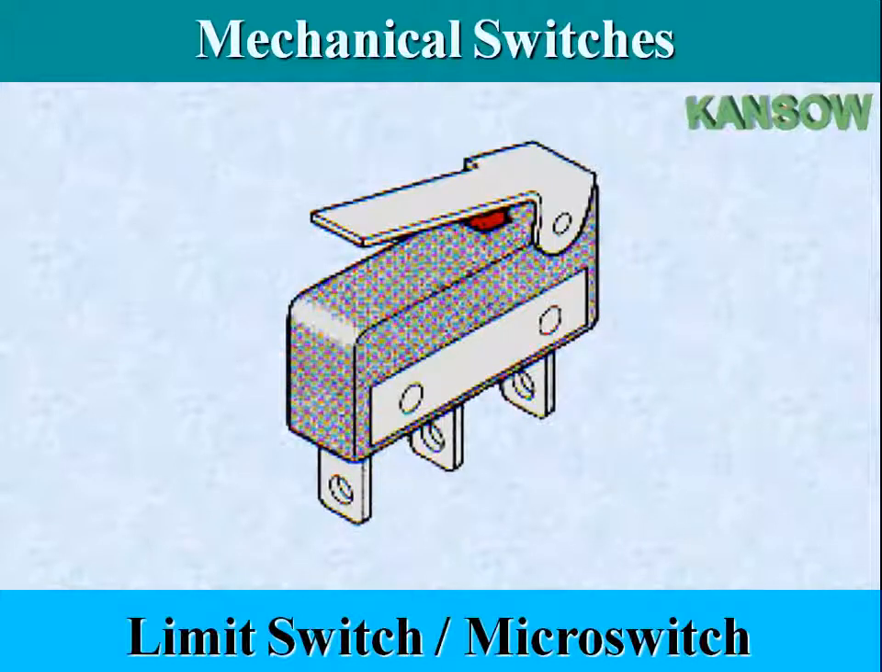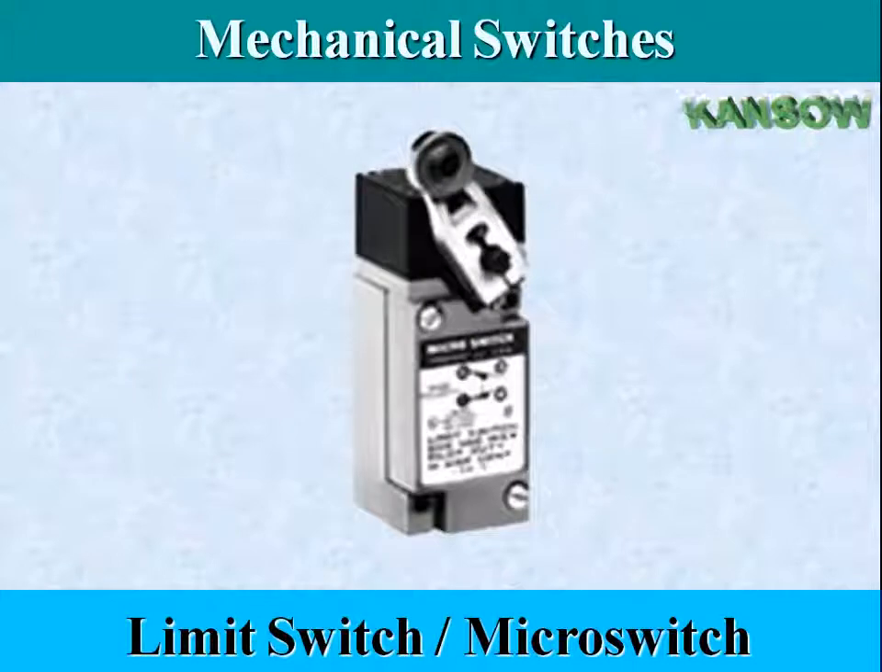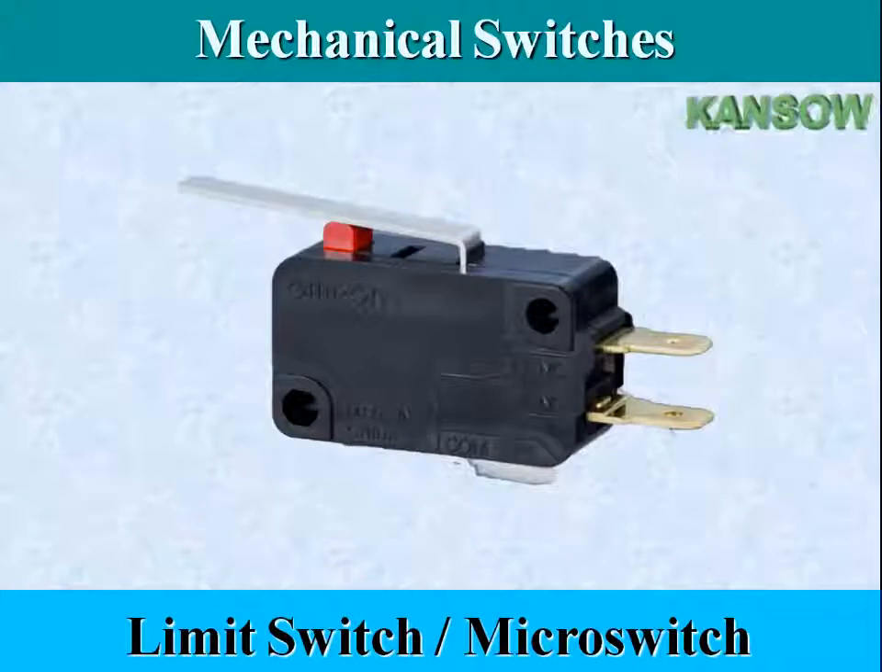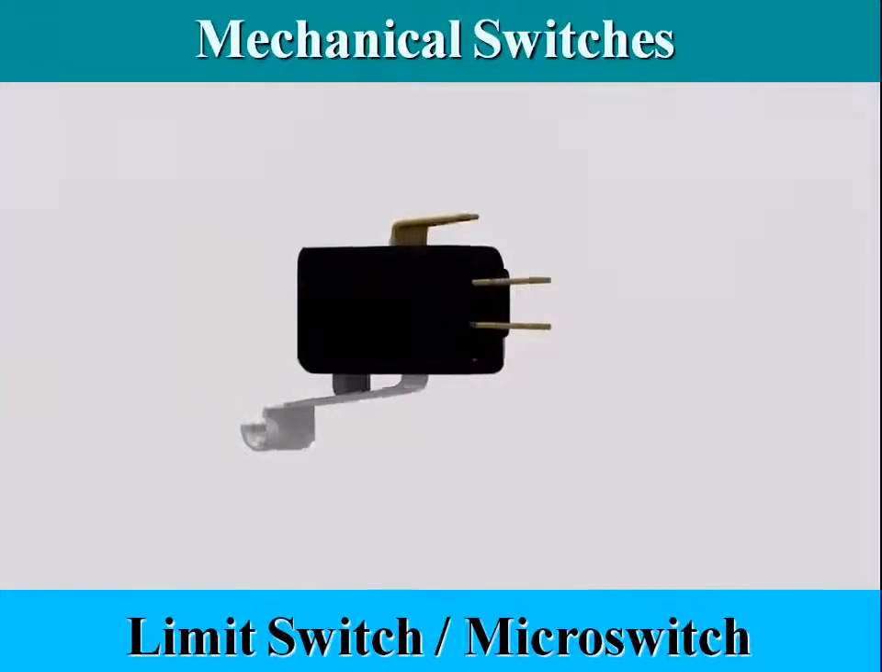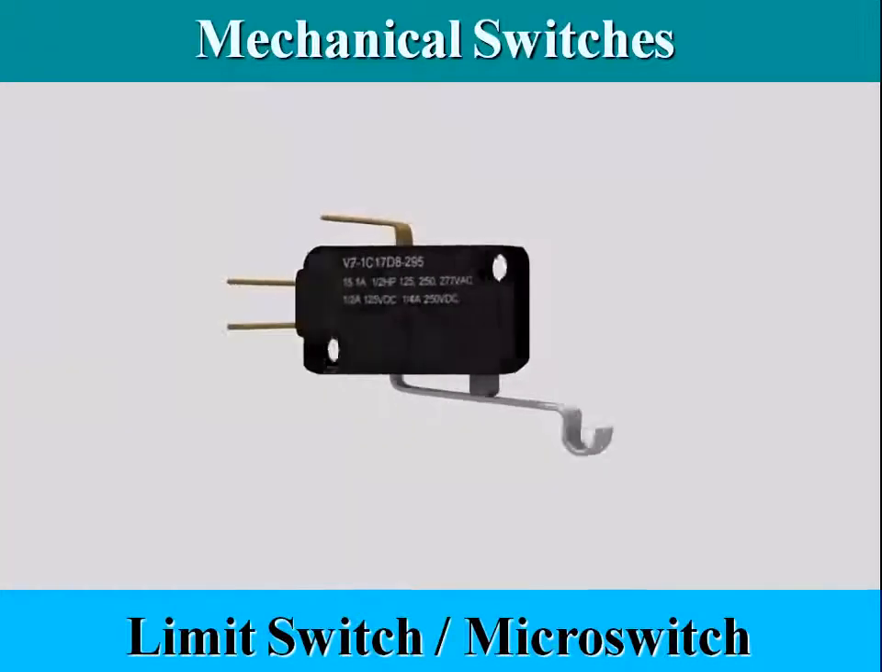A limit switch is an electromechanical device that consists of an actuator mechanically linked to a set of contacts. When an object comes into contact with the actuator, the device operates the contacts to make or break an electrical connection.